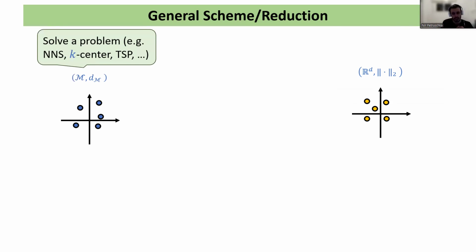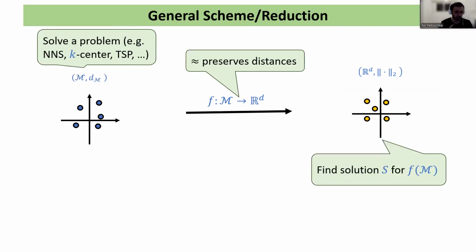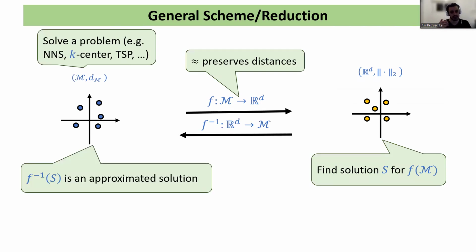So for many problems, we know how to construct good solutions in a Euclidean space as we understand the geometry better. So the general scheme will be to try to find some function that maps our metric space to the Euclidean space, or in general to some target space where we know how to construct good solutions, such that this mapping roughly preserves the distances. Okay, so the idea is that if we can find such a mapping, we can just solve the problem for the image of the point set, and then just map that solution back and get some approximated solution.